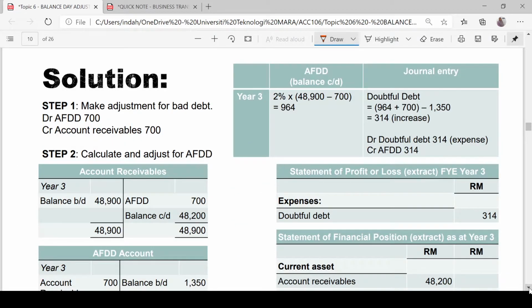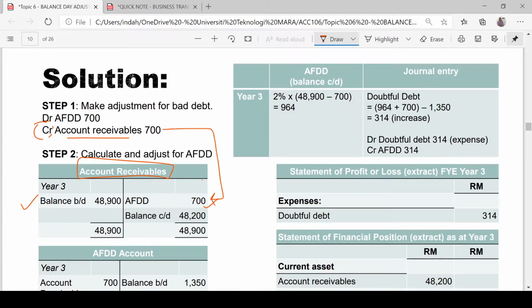So the first step is to make the adjustment for bad debts. What is the adjustment for bad debts? Debit AFDD, meaning that we are going to reduce our AFDD account by 700, and also reduce account receivable by 700, where you credit account receivable 700. If I were to prepare the account receivable, it will look like this. Year 3 balance BD is 48,900, from the balance that has been given in the question. Then you are going to credit account receivable.